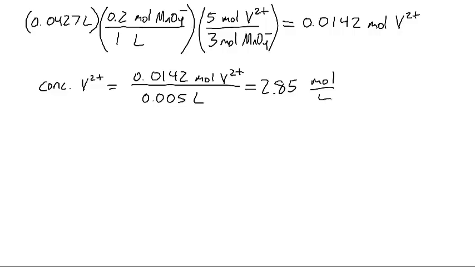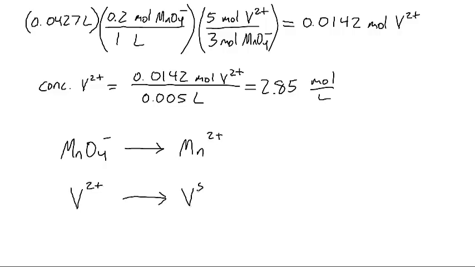Now I want to point something out. If we had not been given the balanced chemical equation, in a redox titration, you don't necessarily need a fully balanced chemical equation, because in each case you're going to have one thing that's getting oxidized and one thing that's getting reduced, right? So in this case we had MnO4. We just need to know what it's turning into. It was MnO4 minus turning into Mn2 plus, and then we had V2 plus turning into V5 plus.